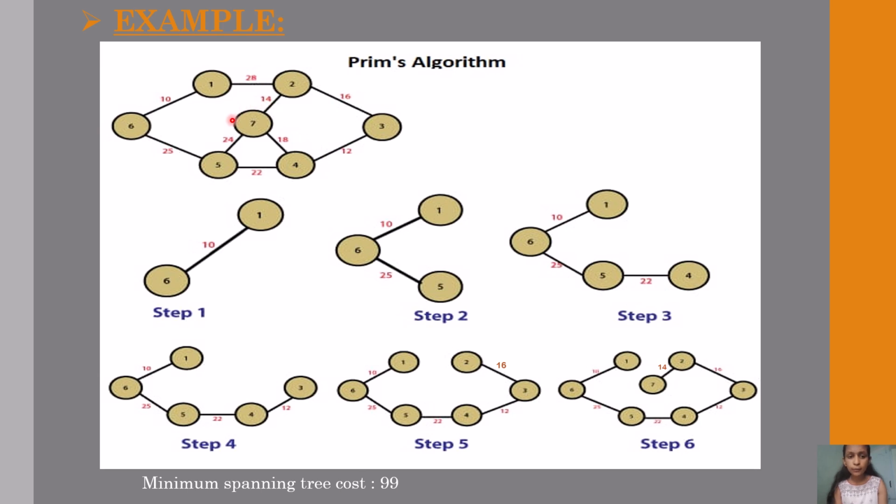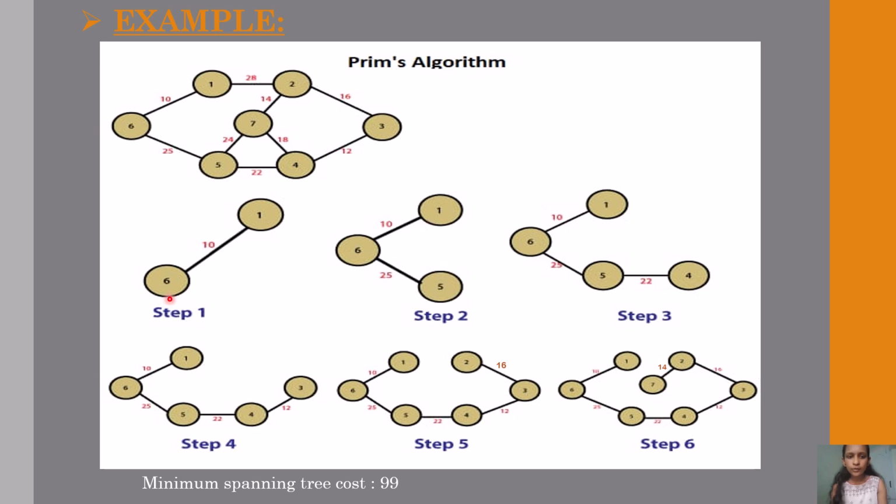And the last remaining vertex is 7. So 2 is connected with 7 with a cost of 14. But 4 is also connected with 7 with a cost of 18 and 5 is also connected with 7 with a cost of 24. So the minimum weight among 14, 18 and 24 is 14. So we connect vertex 2 and vertex 7 with a cost of 14.